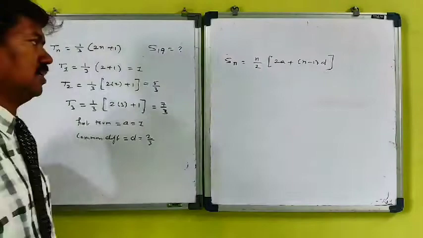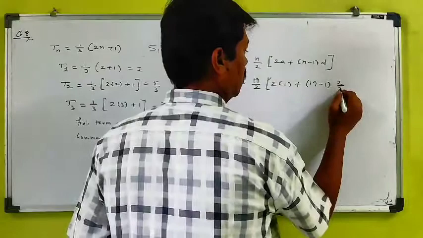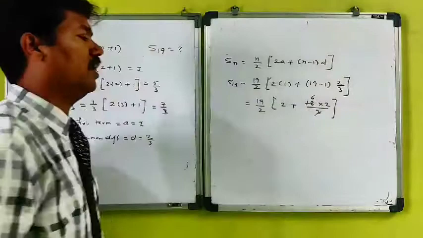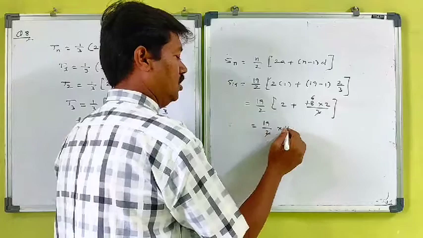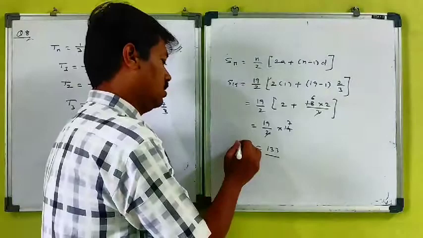So what is S19 here? It should be 19 by 2 into (2 into 1 plus (19 minus 1)), and the common difference is 2 upon 3. So the answer is 19 upon 2 into (2 plus 18 into 2 divided by 3). So this is cancelled, 6 into 2 is 12, 12 plus 2 is 14. So it is 19 upon 2 into 14. This is cancelled, so the answer is 133. The sum of 19 terms will be 133.